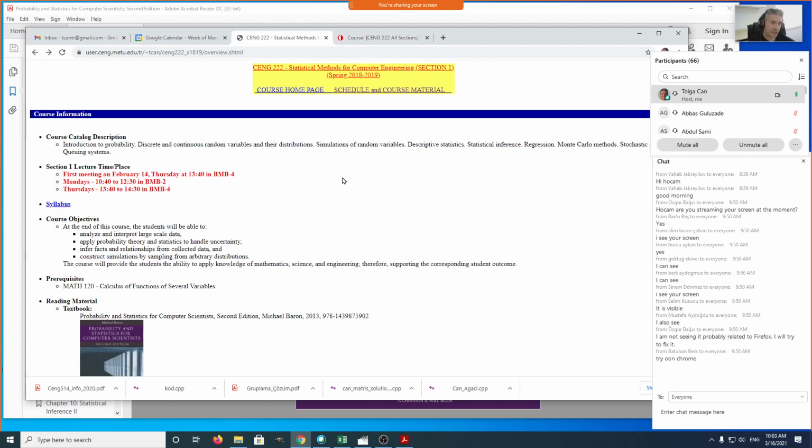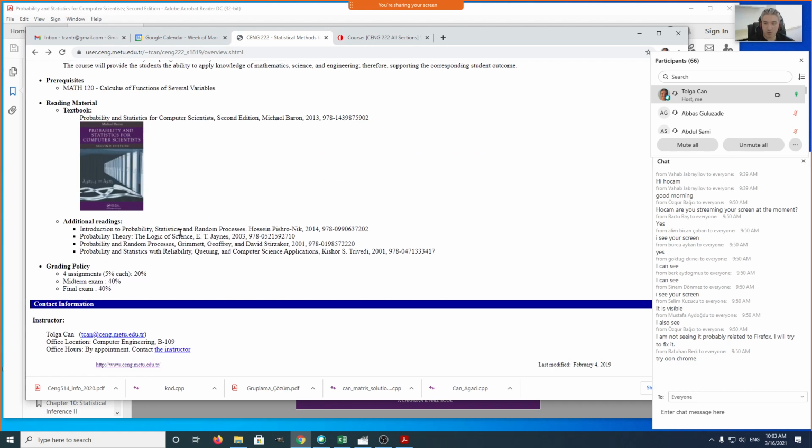All three sections will be synchronous as well. You'll have the same midterm. There will be a single midterm, a single final exam, and there will be four assignments. One of them we plan to be a programming assignment, similar to what I just described. And three of them are going to be written assignments, very similar to exercises at the end of the chapters in the book. So three written assignments, one programming assignment, four assignments in total.